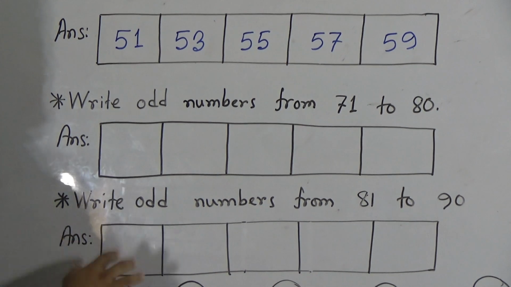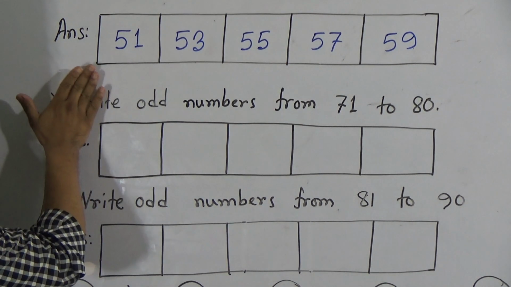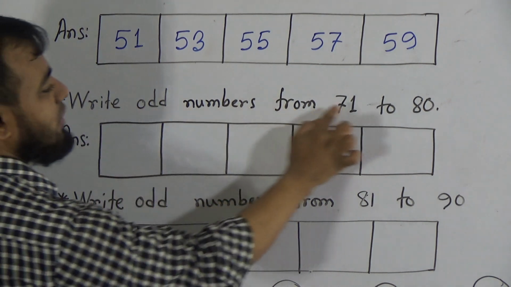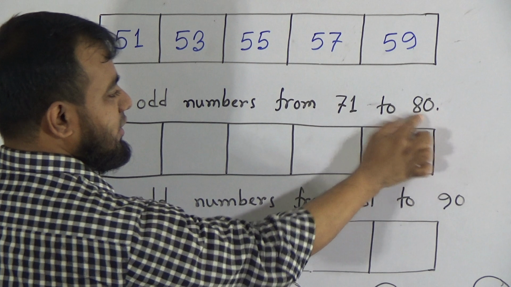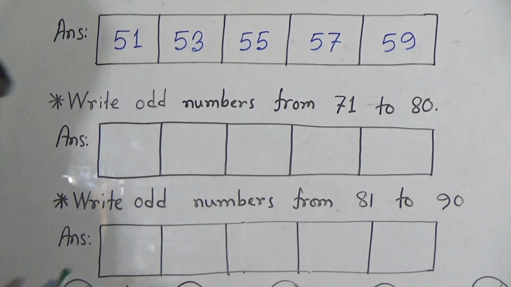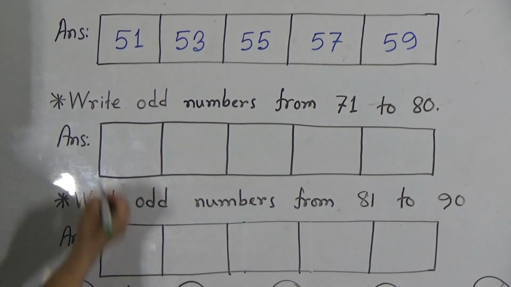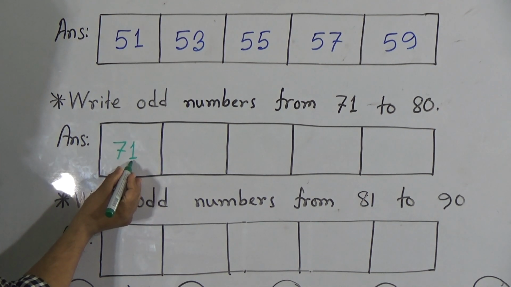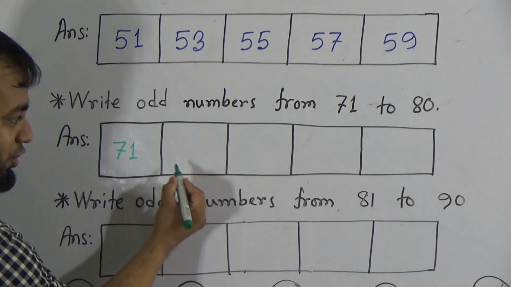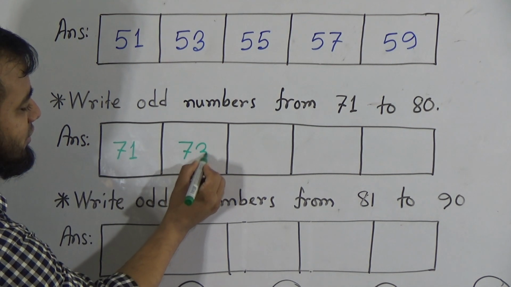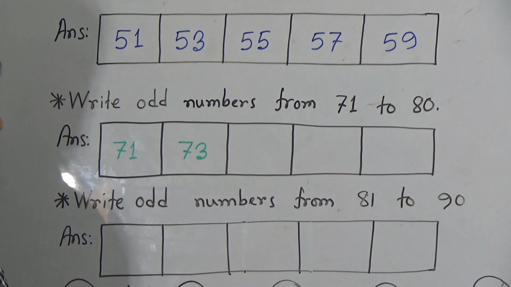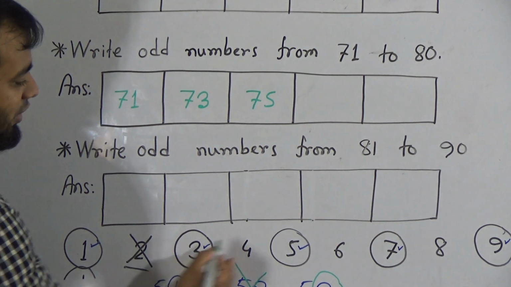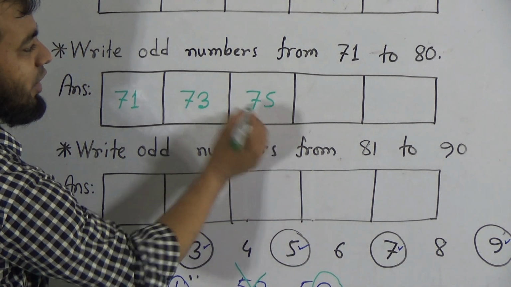The next two questions are so easy if you have understood this one clearly. The next question is write odd numbers from 71 to 80. We need to write down the odd numbers, and the first number 71 will be our odd number because 1 is an odd number. Then the next odd number will be 73 because 3 is our next odd number. Then our next odd number will be 75, because after 3 the next odd number is 5. So 75 will be our next odd number.